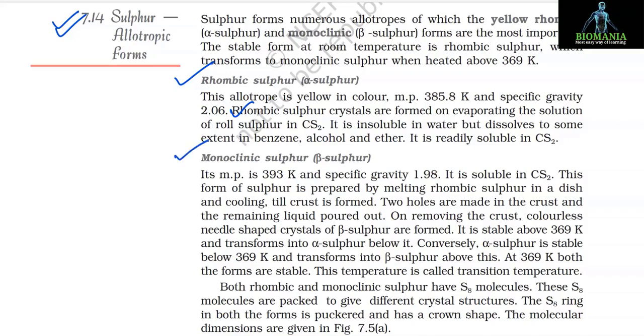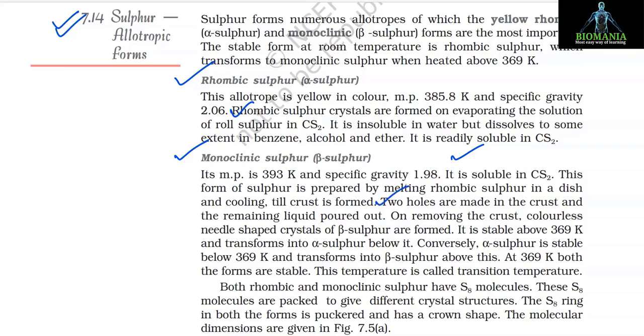It is readily soluble in CS2. Monoclinic sulfur or beta sulfur. Its melting point is 393 Kelvin and specific gravity is 1.98. It is soluble in CS2. This form of sulfur is prepared by melting rhombic sulfur in a dish and cooling till a crust is formed.